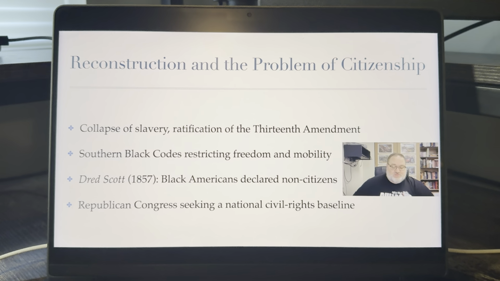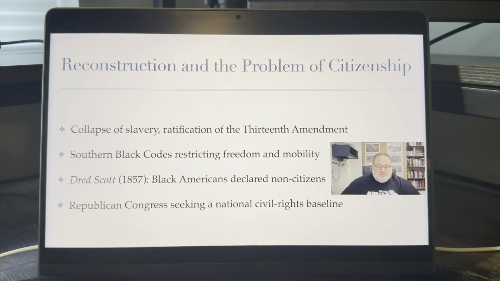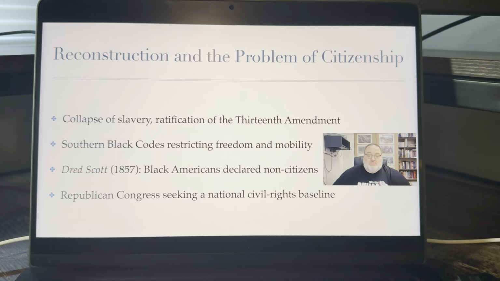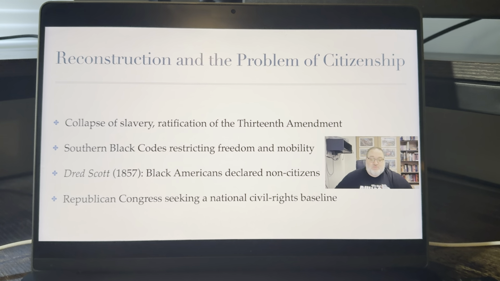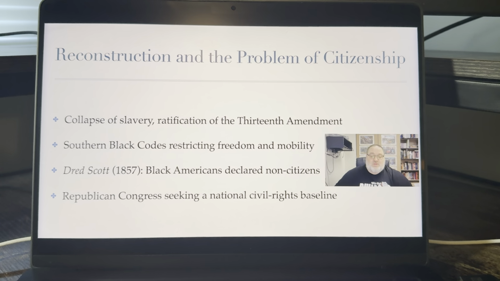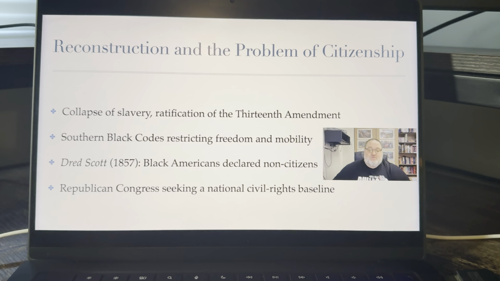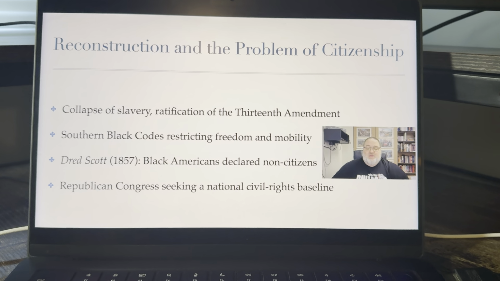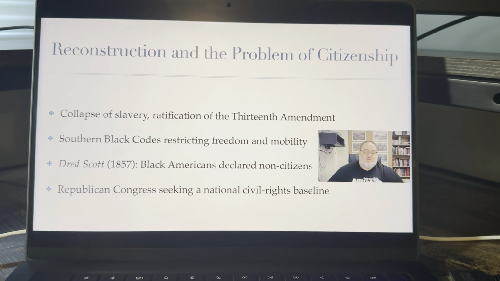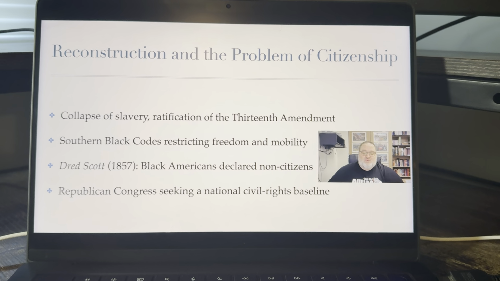Let's situate the act in its immediate context. By early 1866, slavery as a legal institution is gone. The 13th Amendment has been ratified, but freedom without clearly defined legal status is incredibly precarious. In the ex-Confederate states, white elites try to reassert control through the black codes, laws that restrict black mobility, limit which trades free people can pursue, and use vagrancy and contract rules to push them into quasi-coercive labor arrangements.